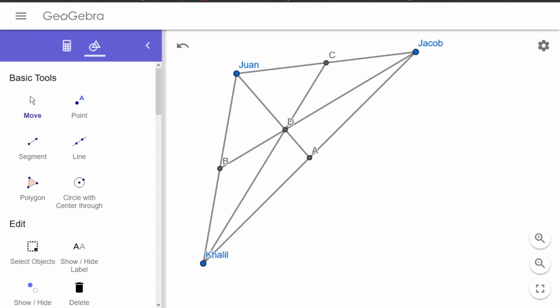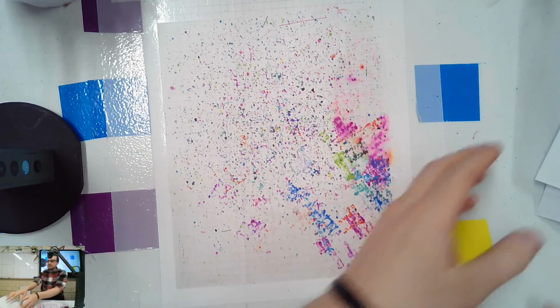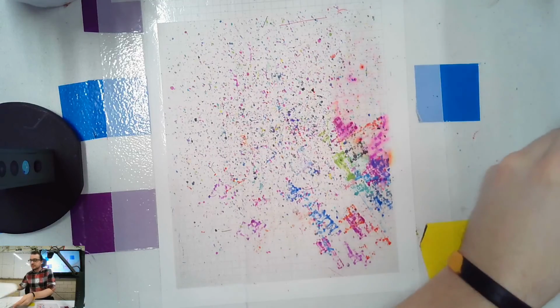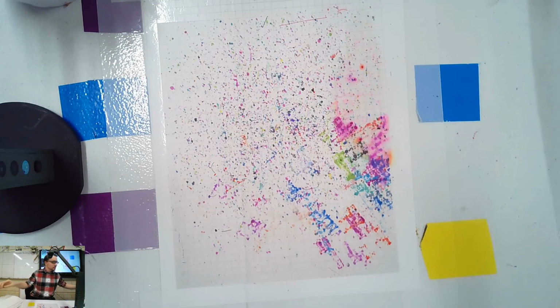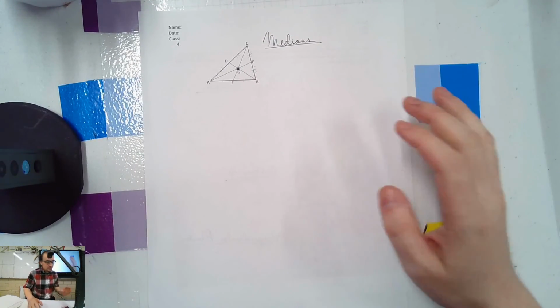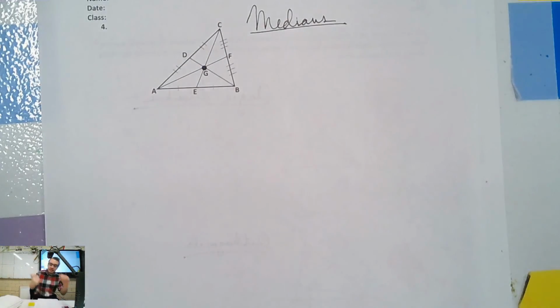Juan still looks good. Hey. So, let's go back to here. You don't need to ask permission. All right. Medians. G.